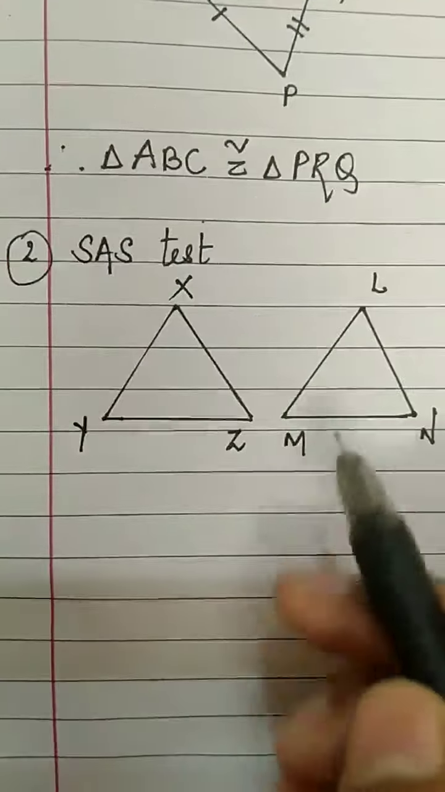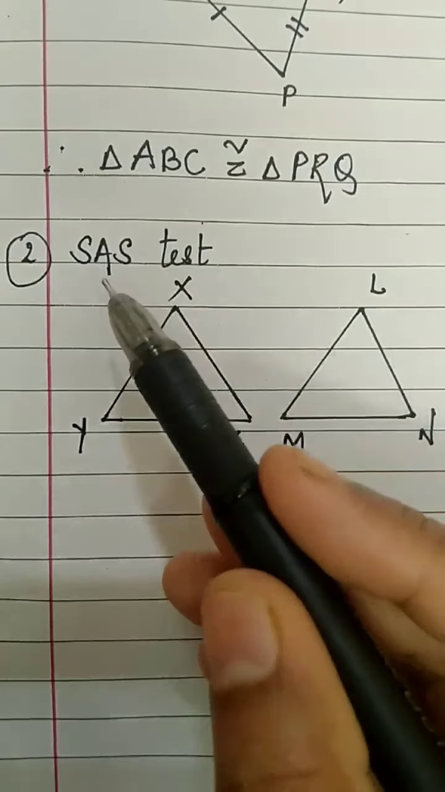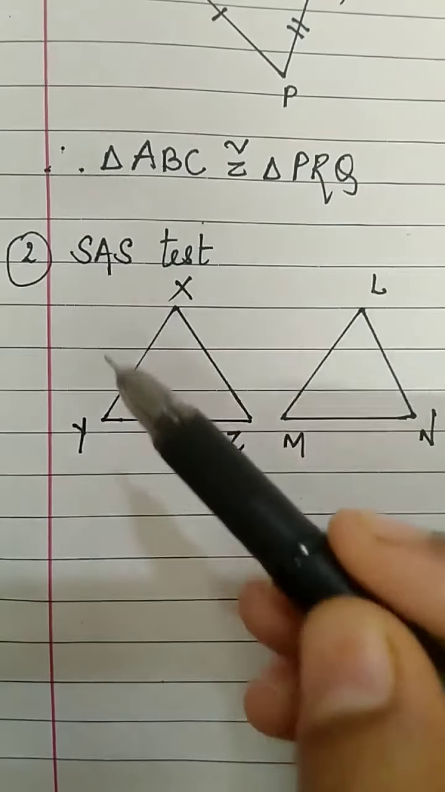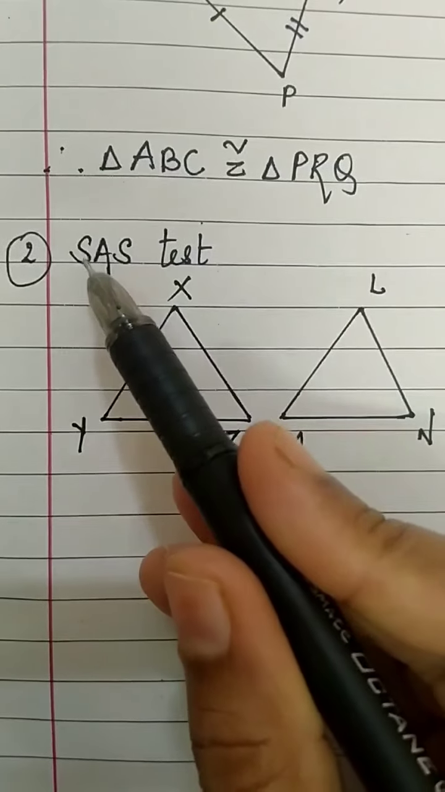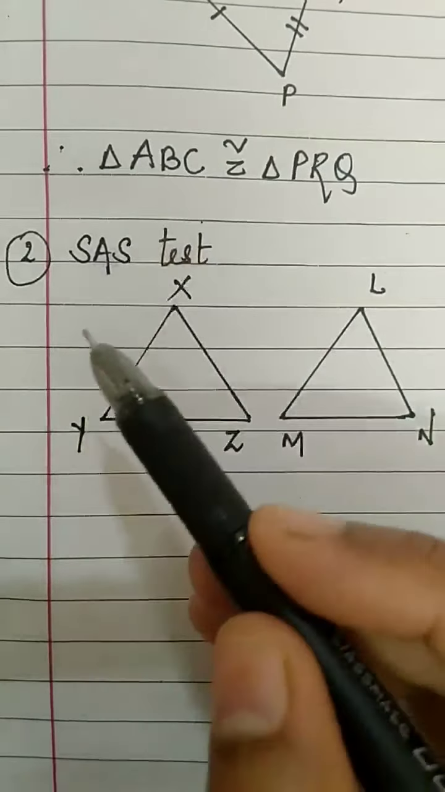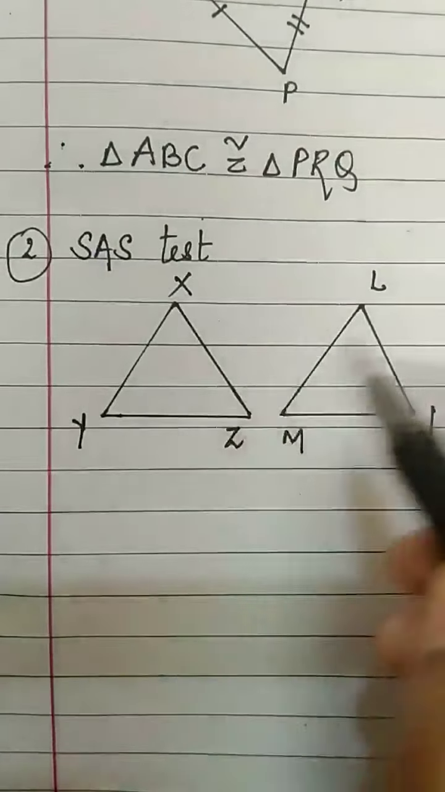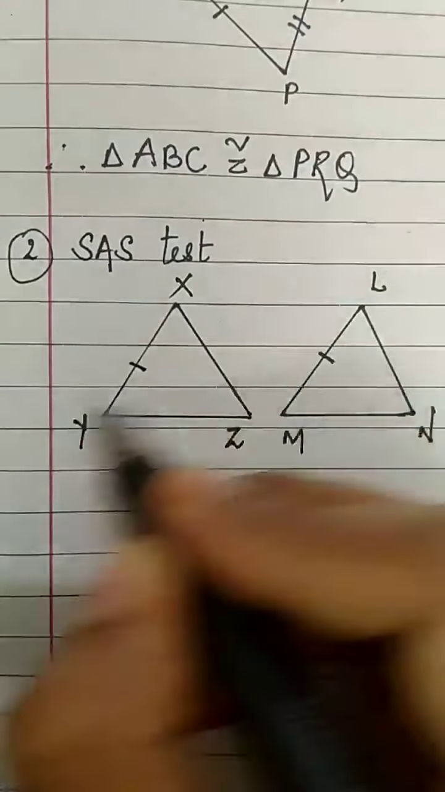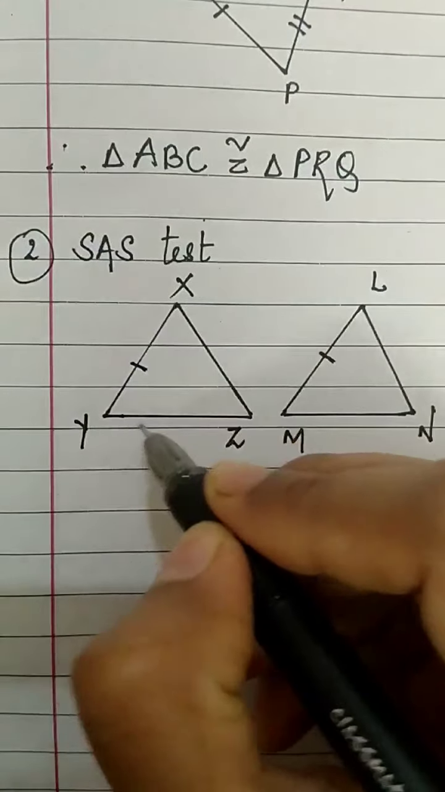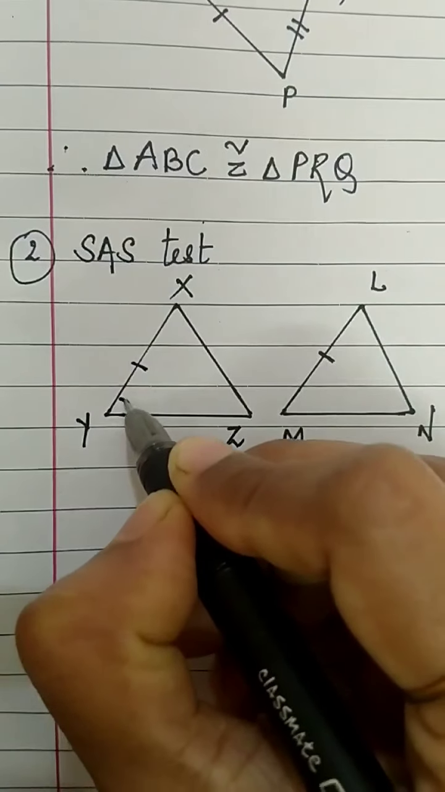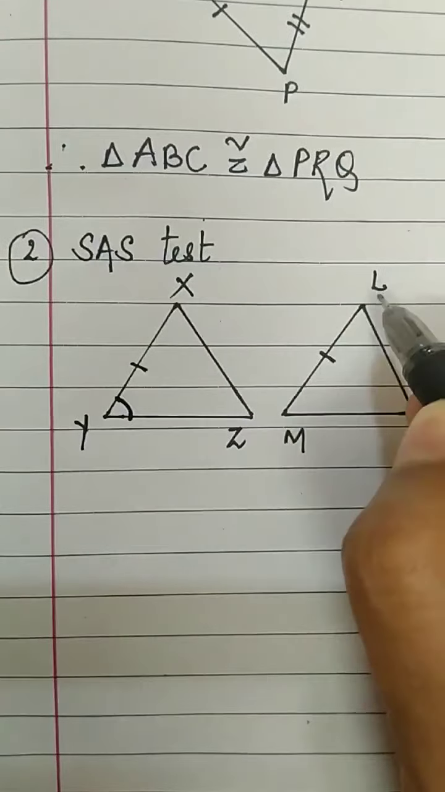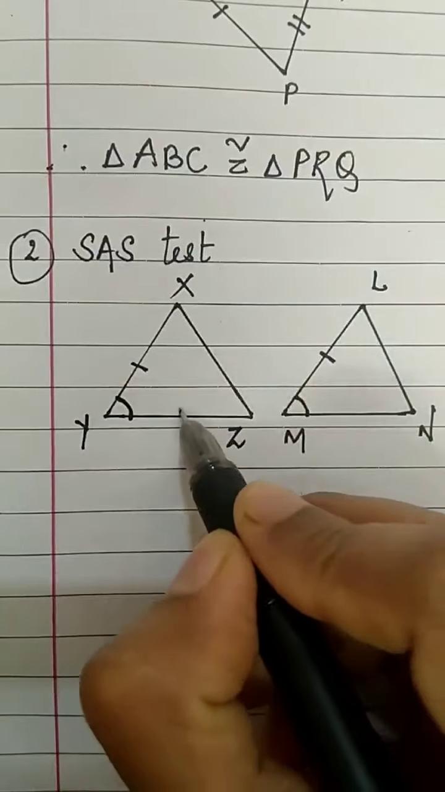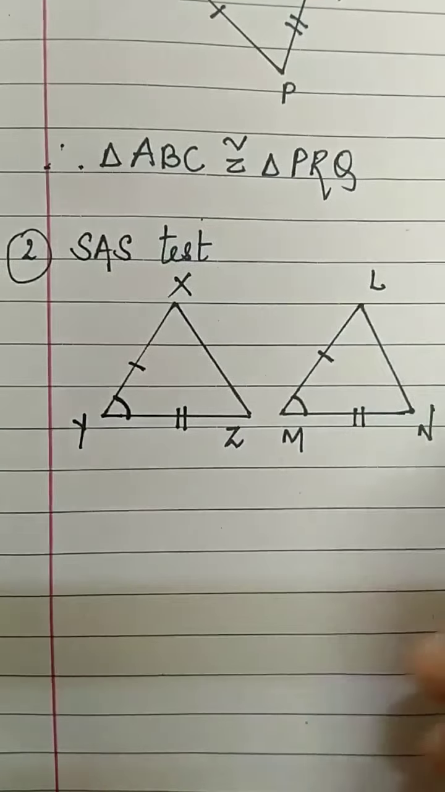Easy. Coming to the second test of congruence, SAS test. As the name says, side angle side test. We have learnt about included angle. Between two sides, the angle is included. So if you have a pair of triangles and side XY is congruent to side LM, single mark, then angle XYZ, I'll mark this angle this way, angle XYZ congruent to angle LMN. These two angles are congruent. And side YZ congruent to side MN.